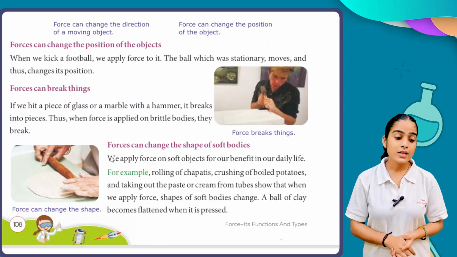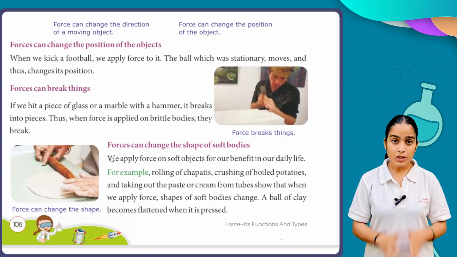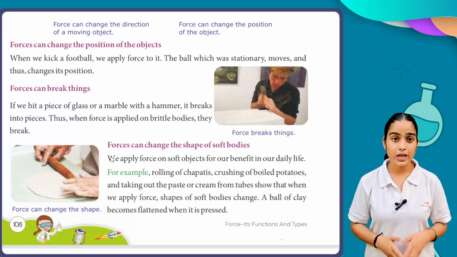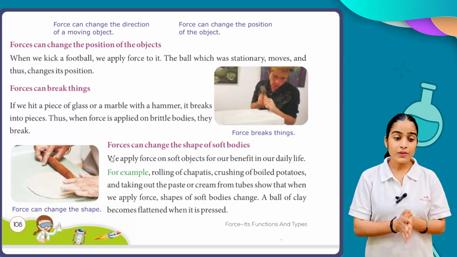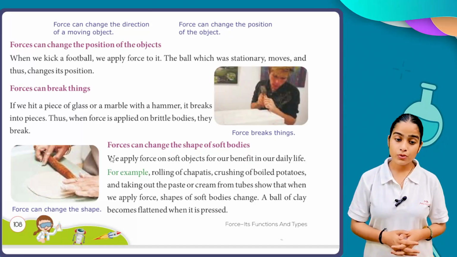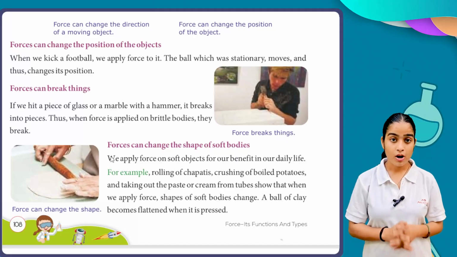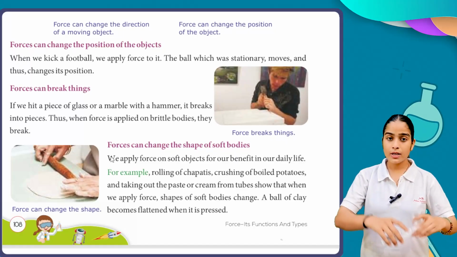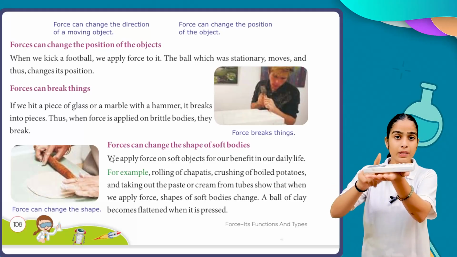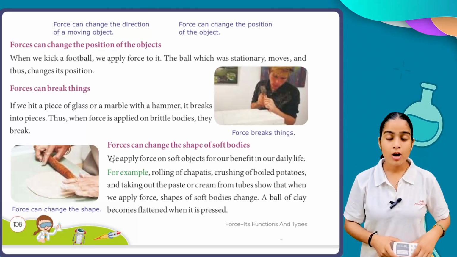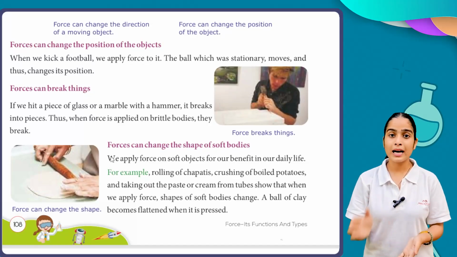Okay. Next, force can change the position of the object. We can also change the position of objects with the help of force. How? Let's see. When we kick a football, we apply force to it, and the ball which was stationary moves and thus changes its position. For example, now I have an AC remote like this, and if we apply a force, what will happen? It will change its position. So it means force will help us to change the position as well.